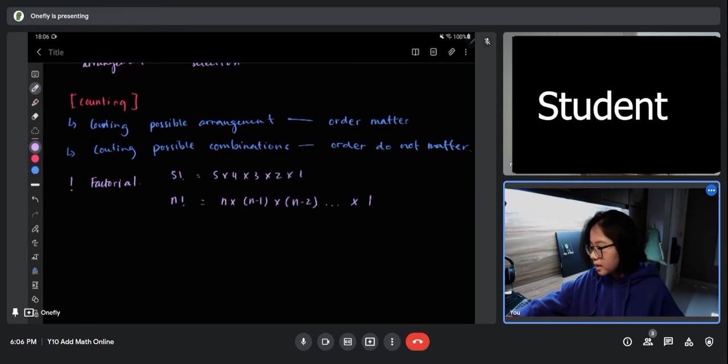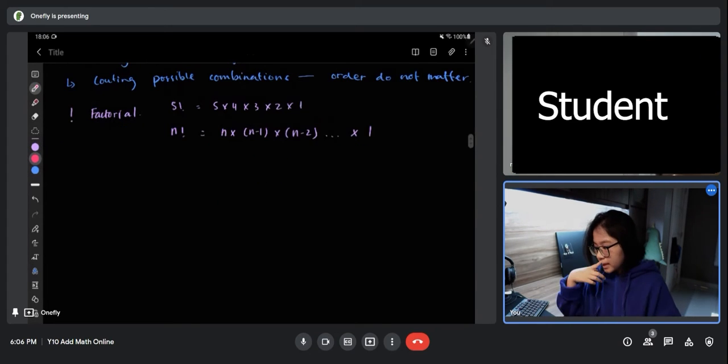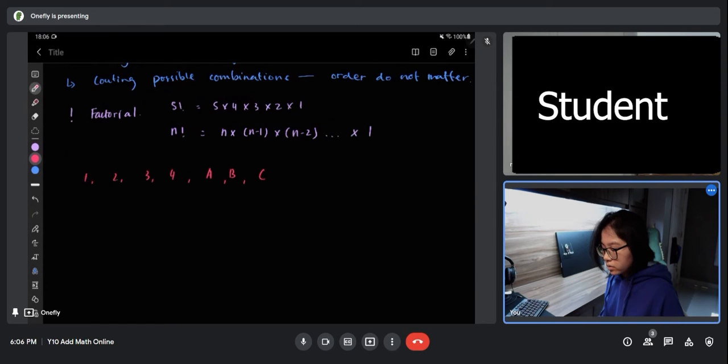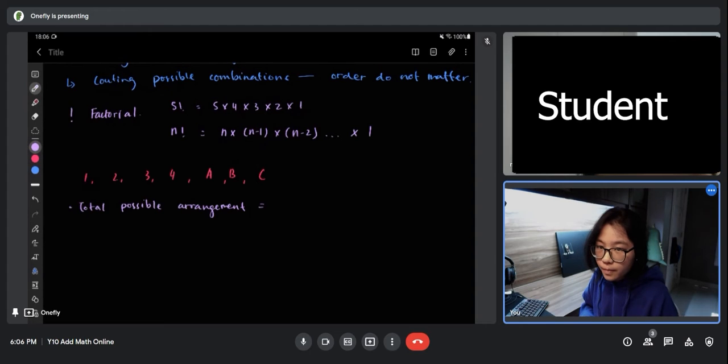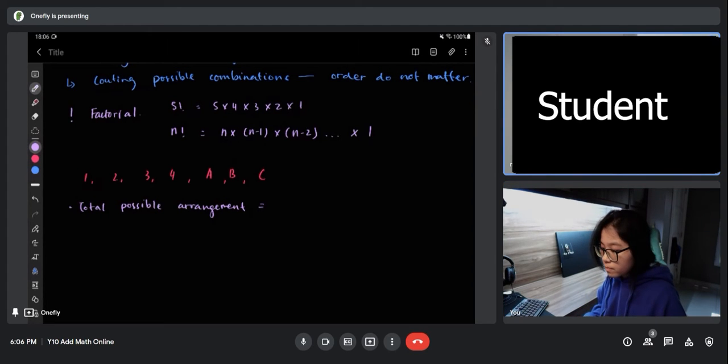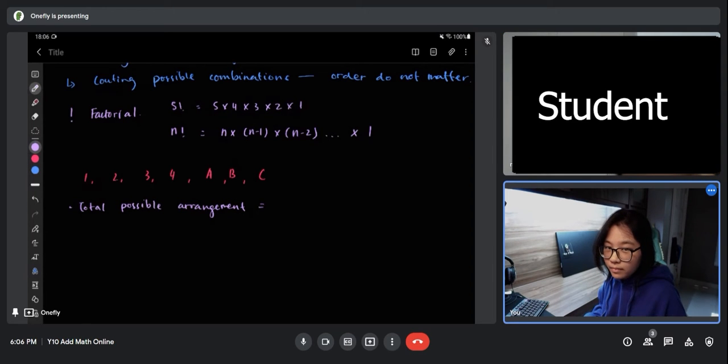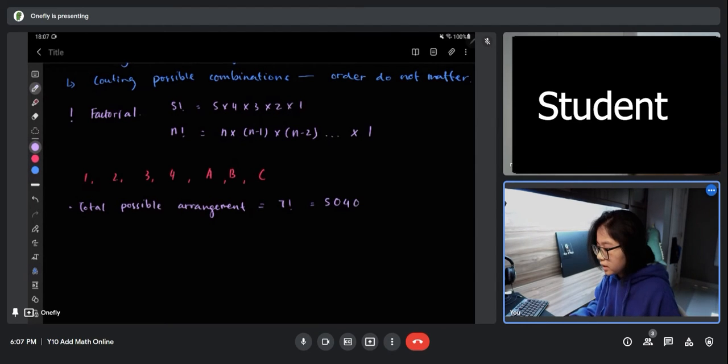Okay? Let's just try some sample questions. Let's say I have the values of 1, 2, 3, 4, A, B, and C. What is the total possible arrangement? 7 factorial. 7 factorial is 5040.